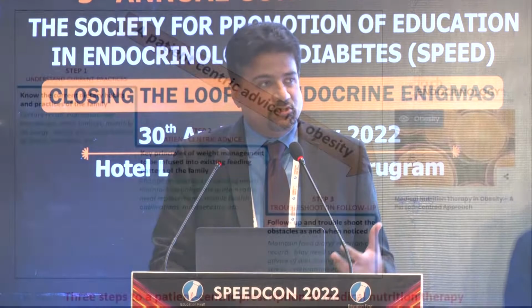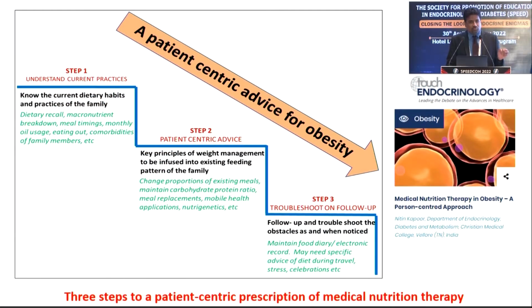So the 3 important steps for a person-centric advice for obesity, and the first and the most important step is to understand the patient. And the best thing that we do in the clinic is just run through a day's schedule of the patient. What time do you get up? What do you have in the morning? Bed tea with sugar, without sugar, biscuits, time of breakfast, what breakfast, mid-morning snack, lunch, what time you come back to work, and everything. And you just go through that schedule in detail. You understand where are the problems that you can rectify.